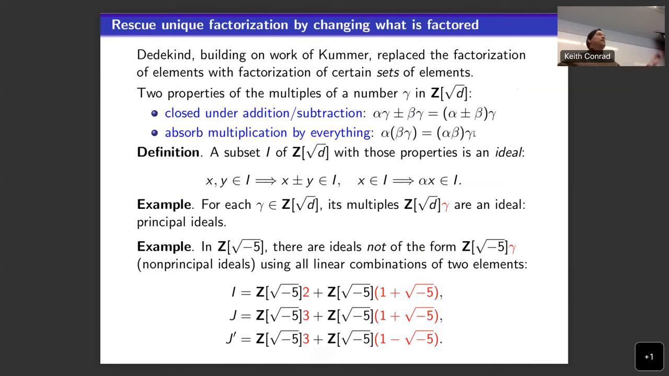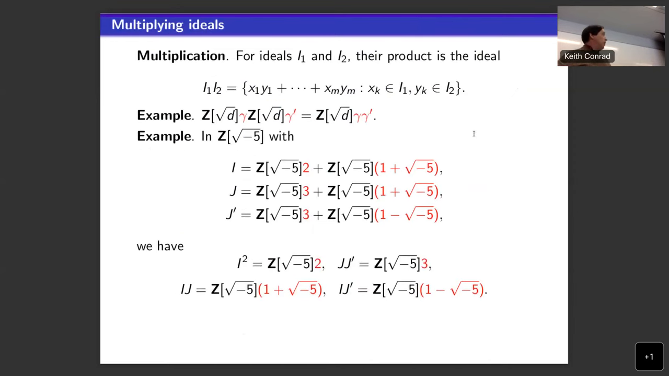So we've expanded our concept of what it is we're going to work with when we try to multiply and factor. We can multiply ideals by taking all the elements in one ideal, all the elements in the other ideal, multiplying them and adding them up however we can. And that's also an ideal. It fits the defining conditions. The product of two principal ideals is principal, which is like multiplying numbers. But we can also have the phenomenon for these ideals that I mentioned on the previous slide, that if you multiply non-principal ideals, they become principal.